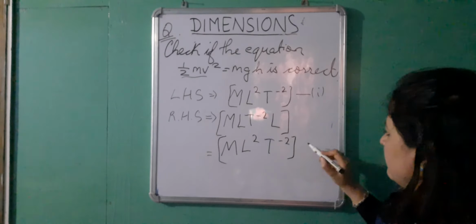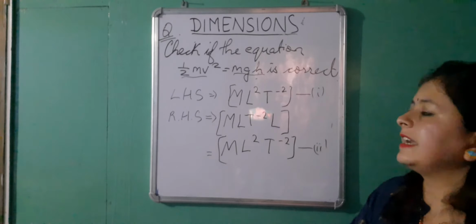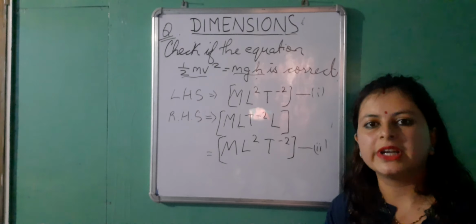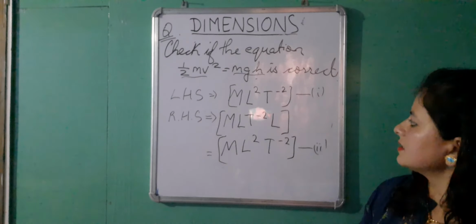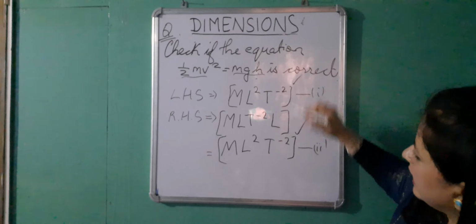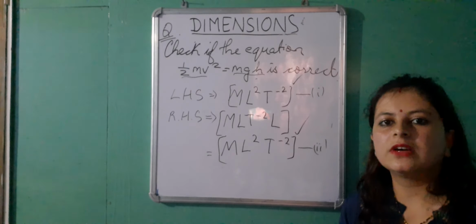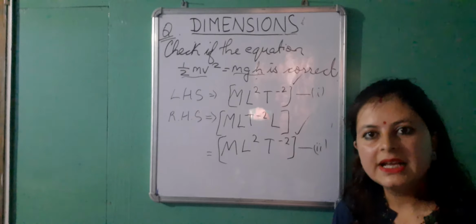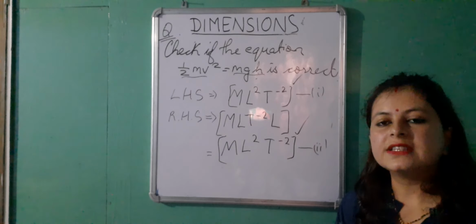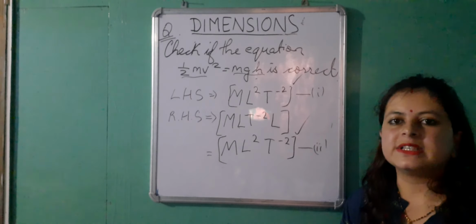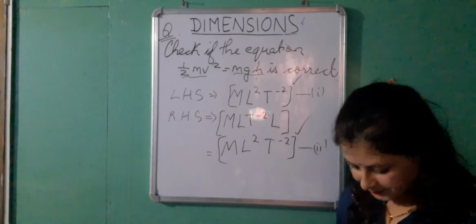So this is the dimensional formula for the right hand side, the expression for potential energy, which means that this equation is, see, 1 and 2, they are the same. The dimensions for them are the same. The dimensional formula for the left hand side and right hand side are the same. That means this equation is correct. So we can check the correctness of an equation using dimensional analysis, taking dimensional equations.